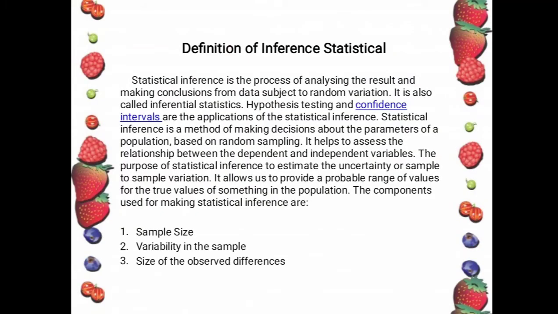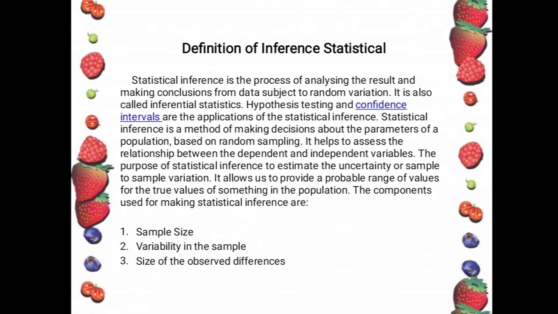So, enjoy the video. The definition of statistical inference. Statistical inference is the process of analyzing the result and making conclusions from data subject to random variation. It is also called inferential statistics. Hypothesis testing and confidence intervals are applications of statistical inference. So, statistical inference is a method of making decisions about the parameters of a population based on random sampling. It helps to assess the relationship between dependent and independent variables.